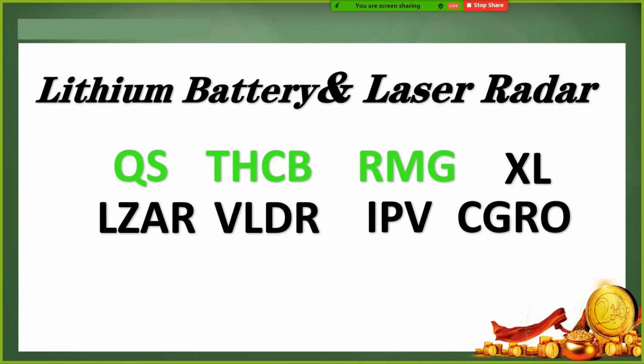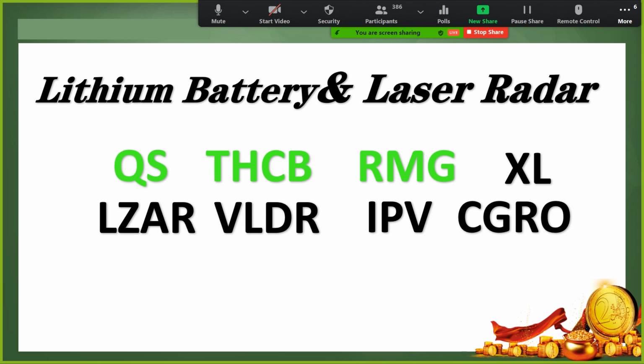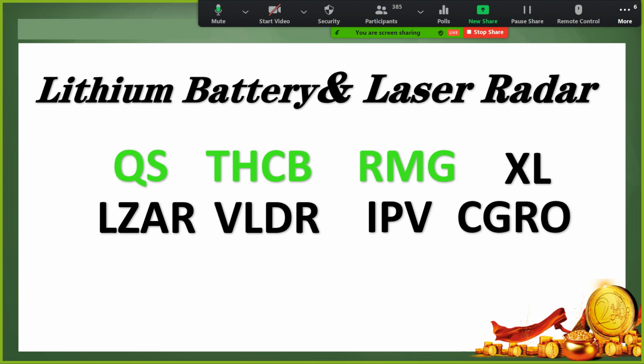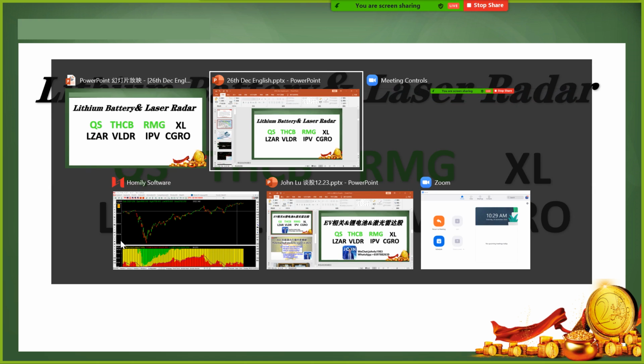I remember in my video I shared with you the lithium battery and the laser radar. These 2 sectors in the recent 1 week or 2 weeks were so strong, because maybe the investors, or you don't call them investors, they are speculators. Speculators always change. Maybe they think NIO, Tesla are already very high. Maybe we can change to some other related ones.